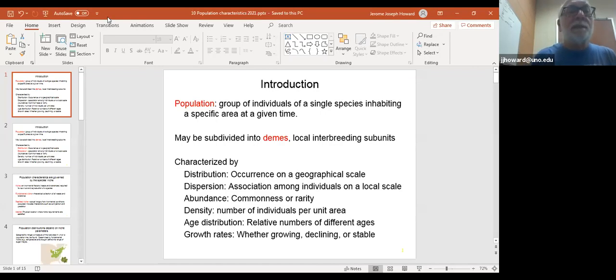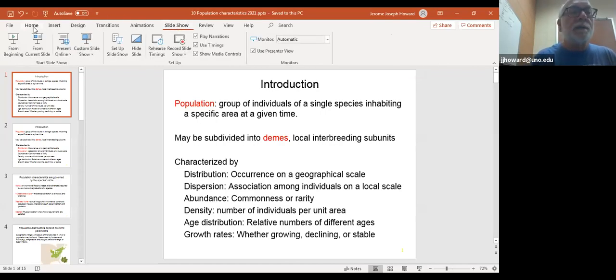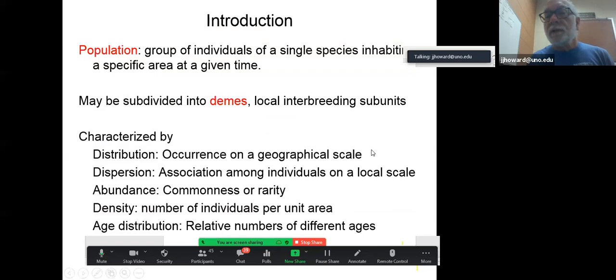Okay, now for the topic of the day. Where are we here? There. We're going to move now from talking about adaptation to talking about the biology of populations. So we're going to take a conceptual jump here.